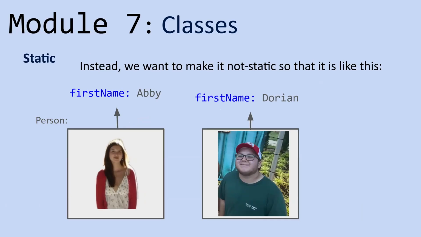Like all objects of the person class do have a first name, but that first name can be different. So Abby and I can both have different first names. Awesome.